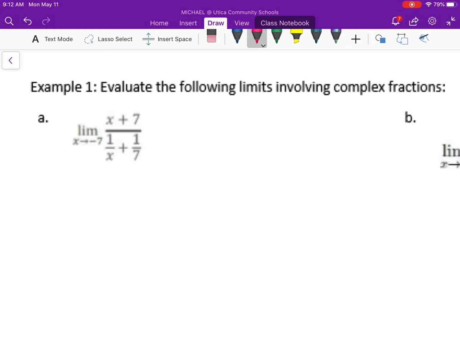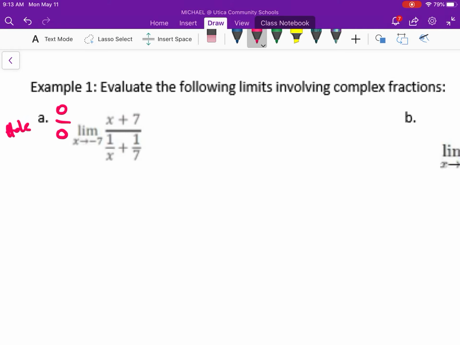So as I said earlier, if I try direct substitution, which is always your first step, in this example, I end up with on top negative 7 plus 7, which is a 0. And when I plug that in on the bottom, I end up with negative 1/7 plus 1/7, which is also 0, which means whole. So I need to do something to figure this out so that I can cancel that out and then try direct substitution again.